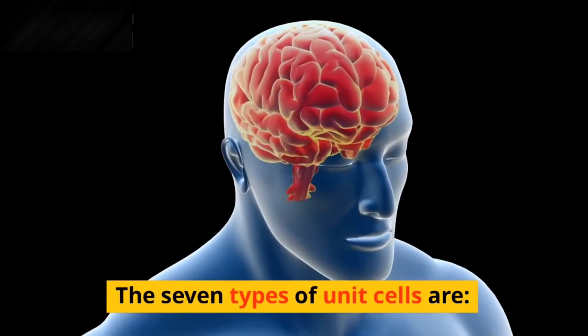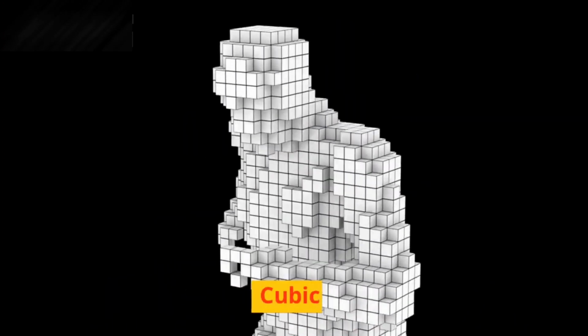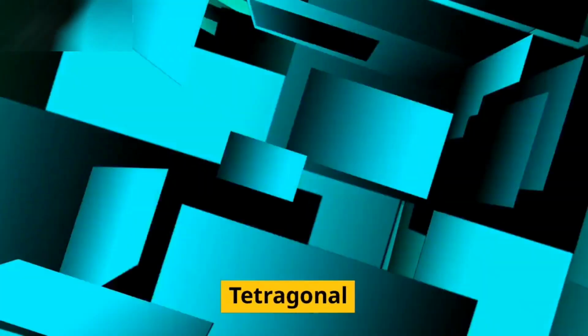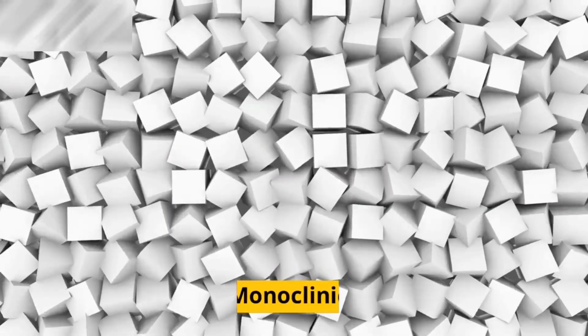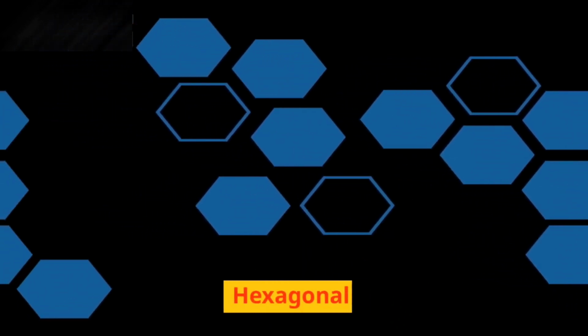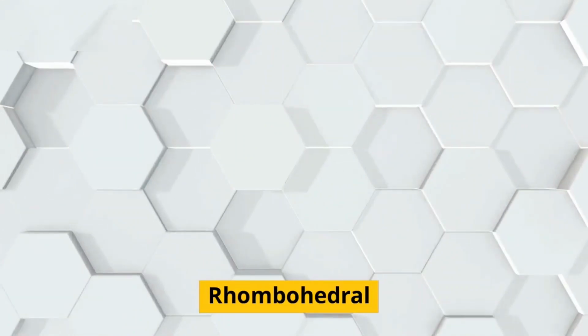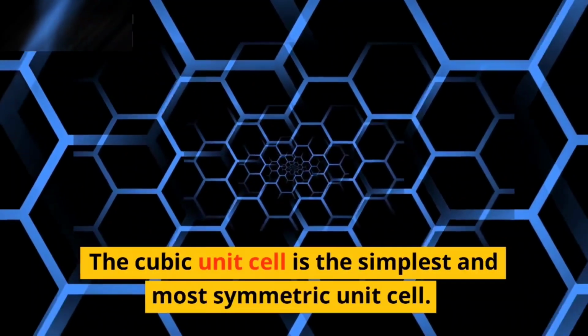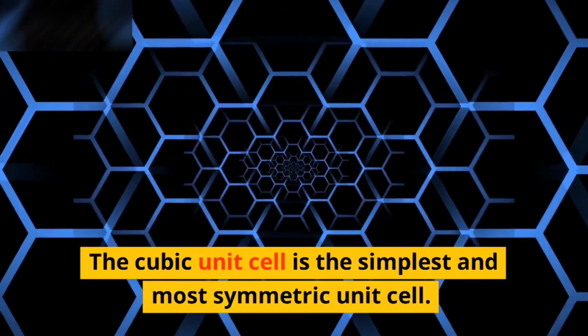The 7 types of unit cells are cubic, tetragonal, orthorhombic, monoclinic, triclinic, hexagonal, rhombohedral.